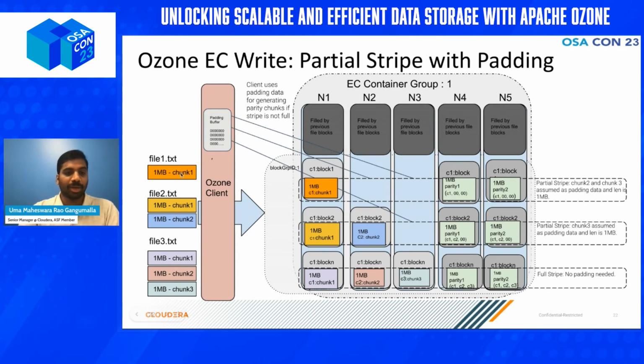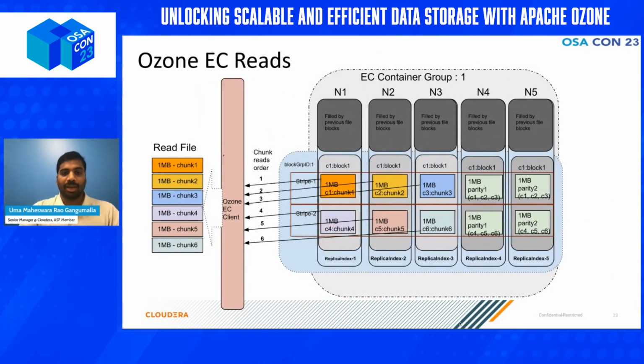So these are multiple examples based on file sizes. Here, just 1 MB, 2 MBs in size. We use the third 1 MB as padding and still generate erasure coding parity data here. So in this case, it's the best example. You have 3 replicas and you generated a parity. So it's 3 of 2, right? So this is the write flow.